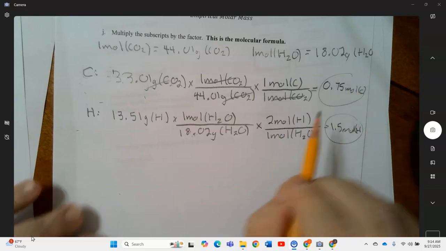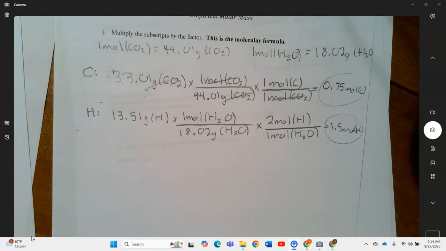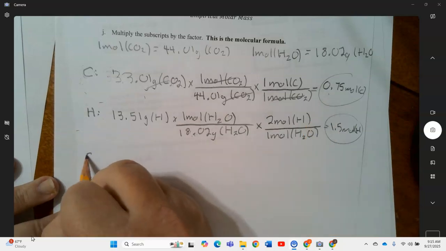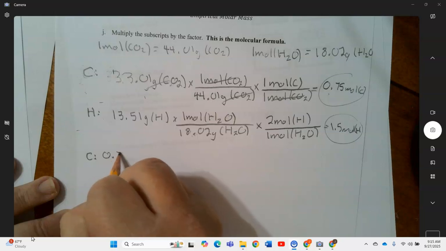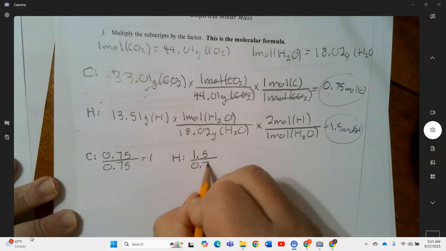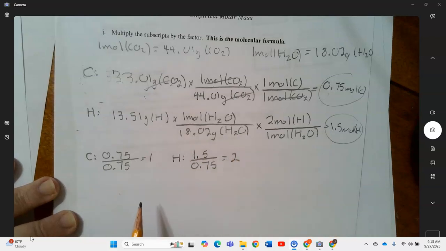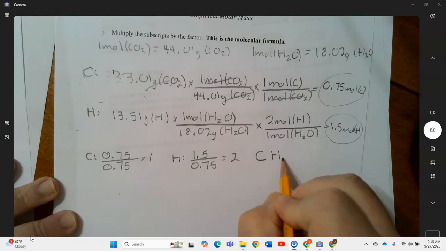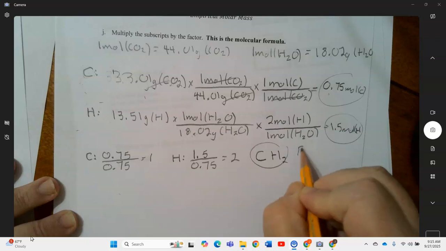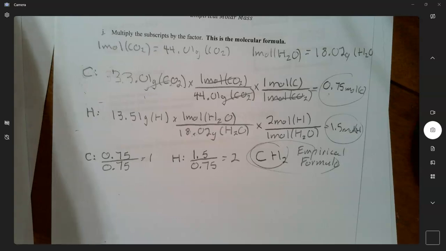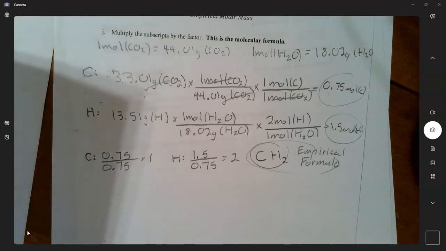Okay, 1.5 and 0.75. Now we're ready to go to the ratio. So again, label everything. The least number is the 0.75 for carbon. And remember, the least number is always going to end up to be a ratio of 1. Okay, so we ended up with 2 whole numbers. So the empirical formula is going to be C1H2, or you just write it CH2. Now we're ready to go on to the next step. CH2 is the empirical formula.